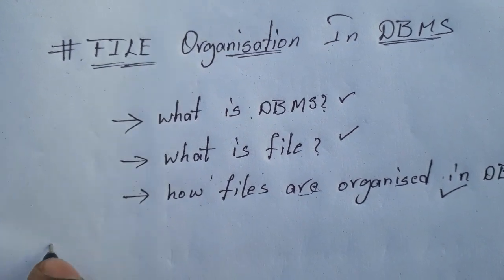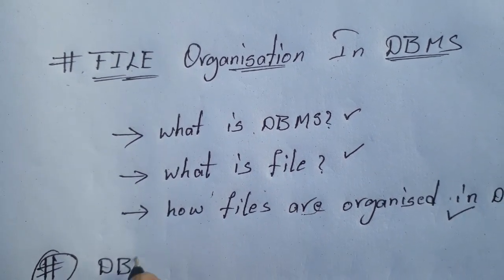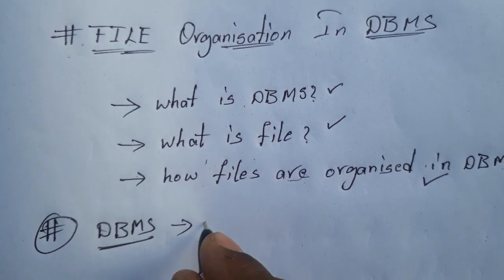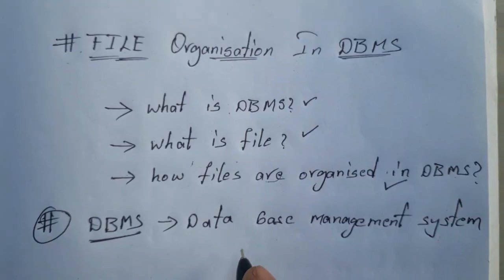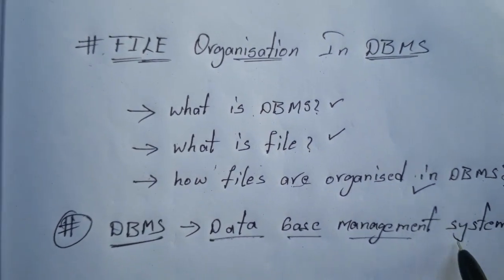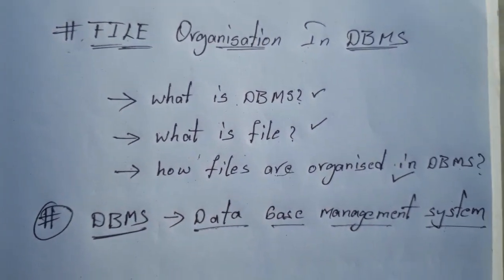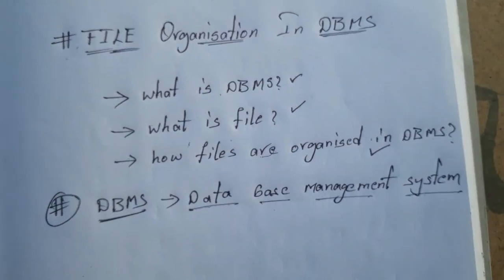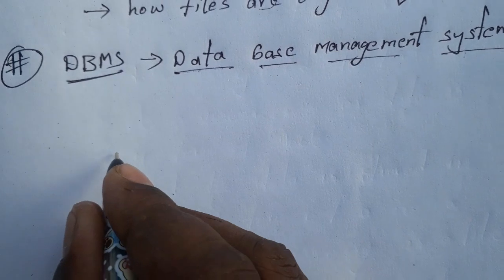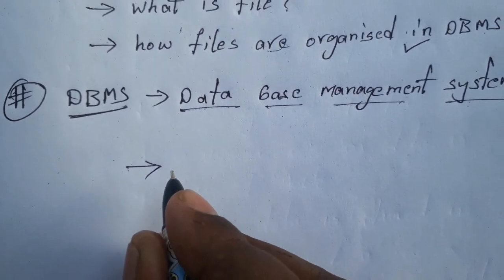Let me start with DBMS from scratch. Generally, what is a DBMS? I don't know how many of you know the full form of DBMS. The full form of DBMS is Database Management System. The full form itself explains that managing of data is called database management system. If DBMS explains about managing of data, it would have a huge amount of data.